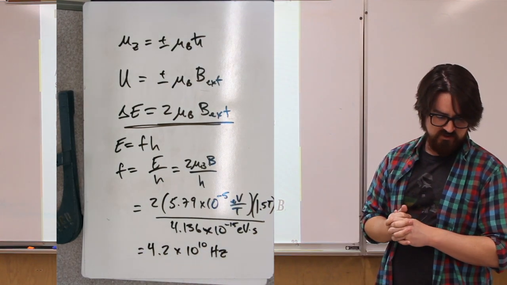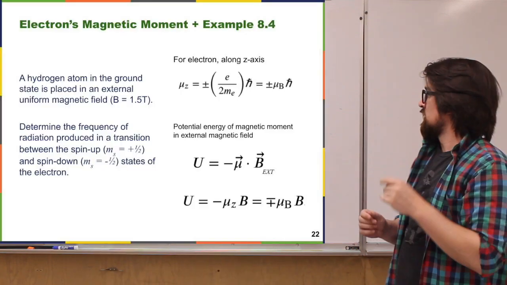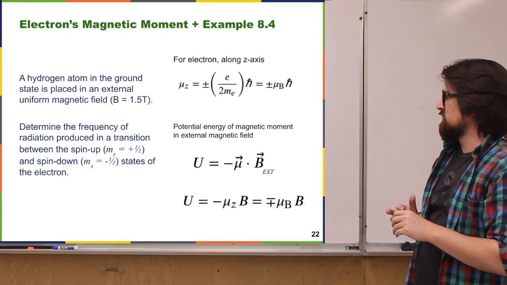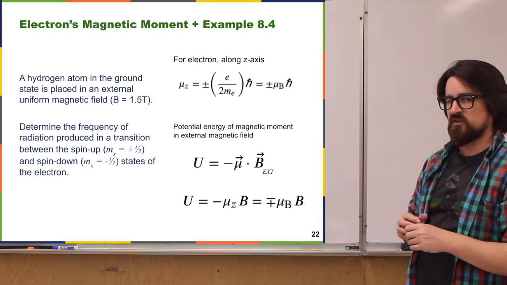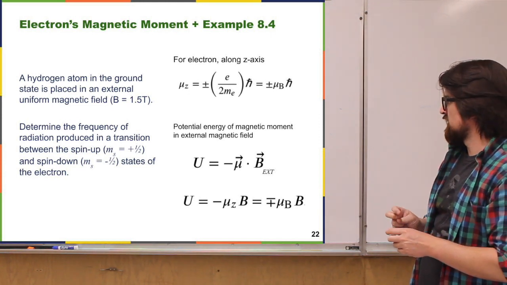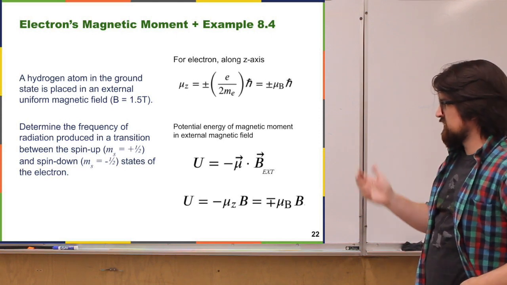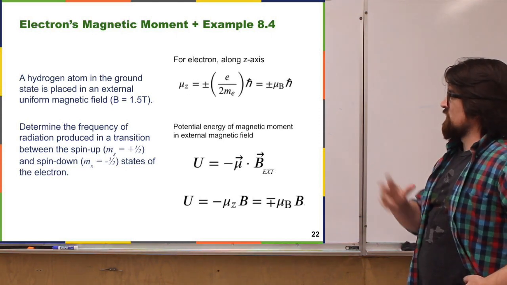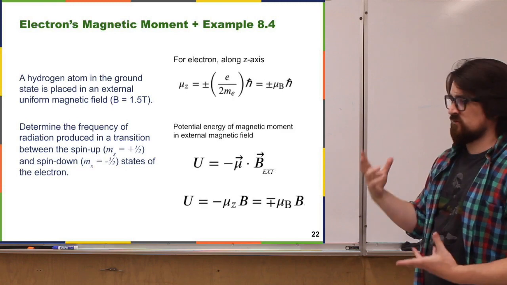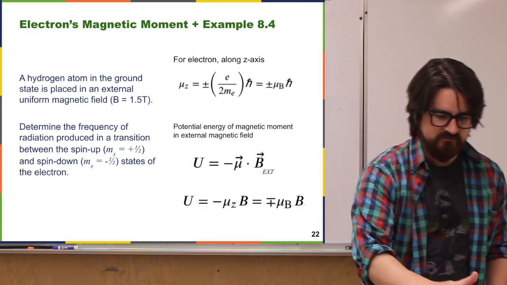So pretty high frequency. That is also a pretty large magnetic field. One Tesla itself is a pretty darn large magnetic field. So it makes sense that the energy difference, and then the frequency of a photon coming out due to that energy transition, is going to be pretty high frequency.